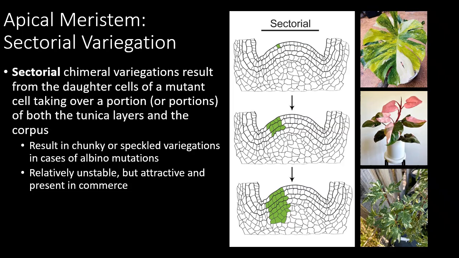You might be familiar with some of the variegated monsteras or the variegated philodendrons or even variegated Japanese maples that have these speckling patterns or patches of color, chunky patches of color over the leaf.